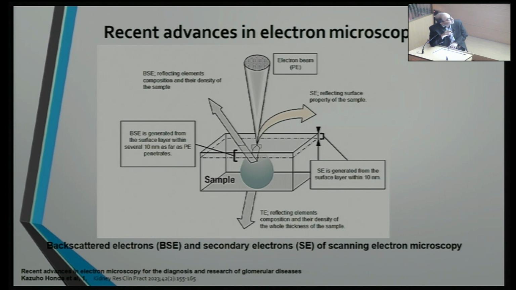This is the sample here. This is the primary electron beam which is striking the sample. This is the transmitted electron beam, which actually gives the details of the elemental composition and density of the whole of the sample. And this is the scanning beam, which gives you the surface details of the surface layer of the sample. And these are the backscattered electrons which have been generated, and these also give the details of the sample up to the depth to which the primary electron beam has penetrated. So these backscattered electrons have been the area of interest recently.